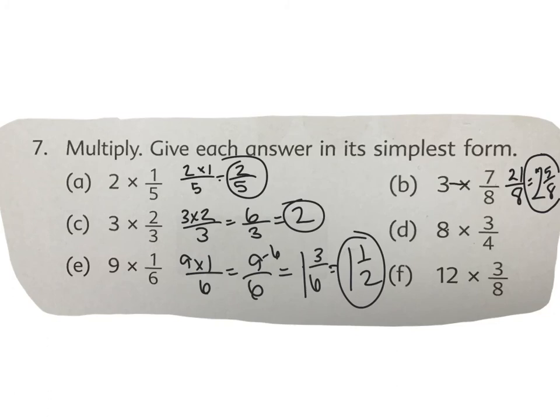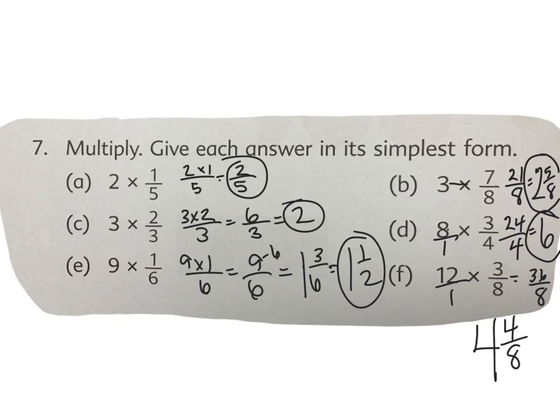8 times 3, because this actually is over 1, so 24 over 4. 4 goes into 24 6 times. Final answer. 12 over 1. 12 times 3 is 36 over 8. 8 goes into 36 4 times without going over, with 4 pieces left over. Keep the denominator. Reduce to 4 1/2. Final answer.